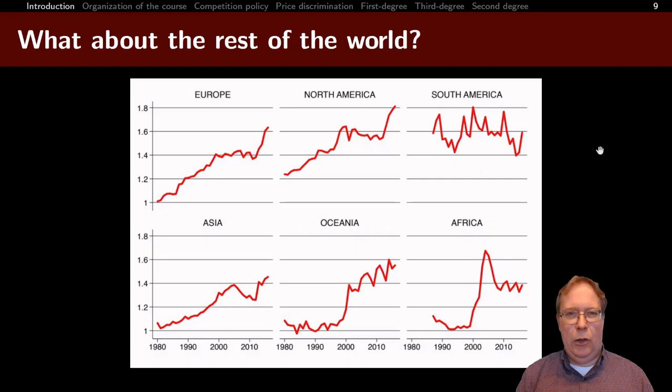And here you can look also at your favorite area of the world. So again, similar pictures anywhere. South America is a bit different, but especially Europe, North America, Asia, Oceania, not in Africa, but in those other continents, we do see a similar picture. Market power really picking up, especially over the last 1.5 decade.